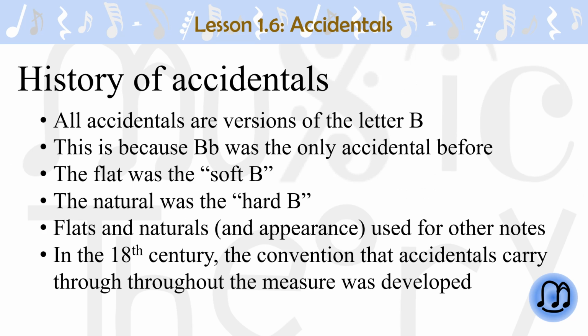Now, let's talk about the history of accidentals. Because B flat was the first accidental to exist, all accidentals are versions of the letter B. The flat was called the soft V and the natural was called the hard V. Eventually, flats and naturals and their appearance were used for the rest of the notes. The convention that accidentals carry throughout an entire measure was developed in the 18th century.